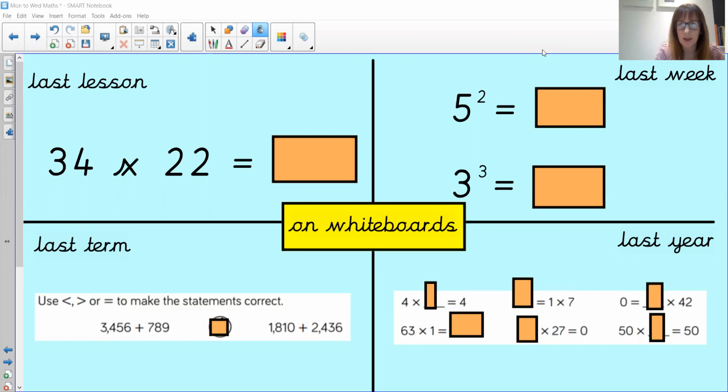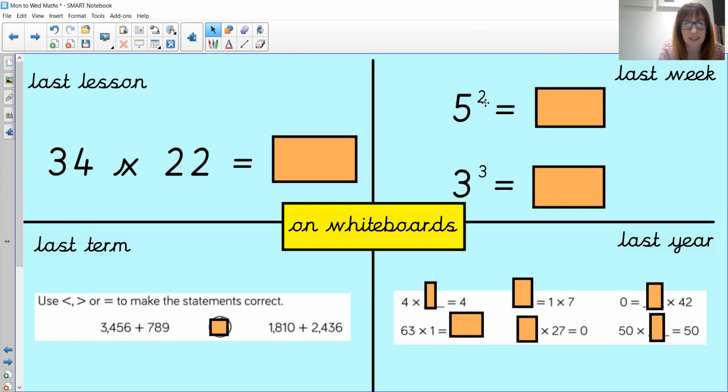We're going to start like we did yesterday by having a think about some of our previous learning. So in a second, I'm going to ask you to pause your videos and have a go at a question from last lesson, one from last week, one from last term, and one from last year. So go ahead now, pause the video and have a go at these 4 questions.